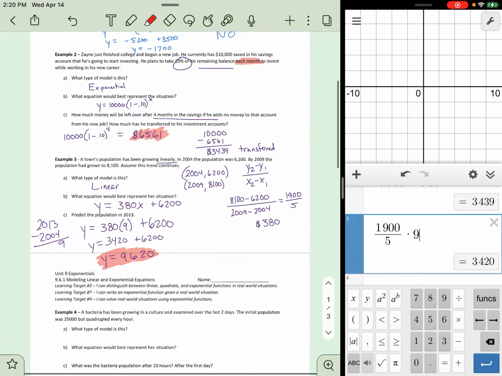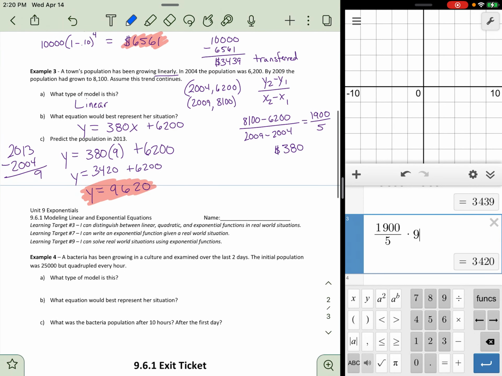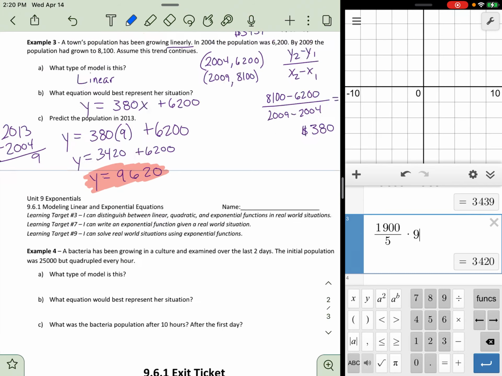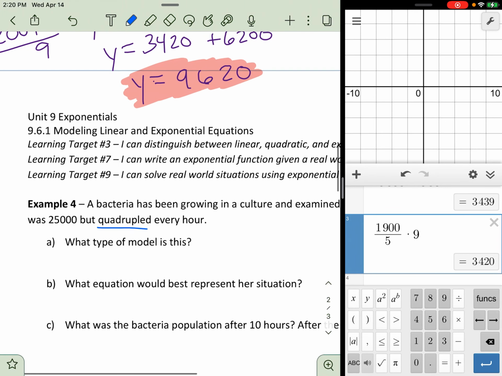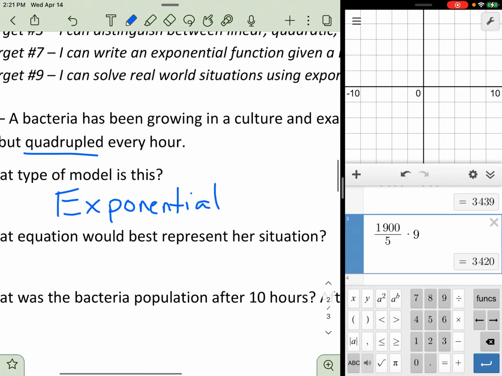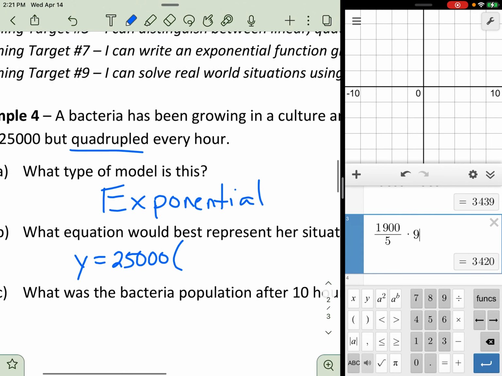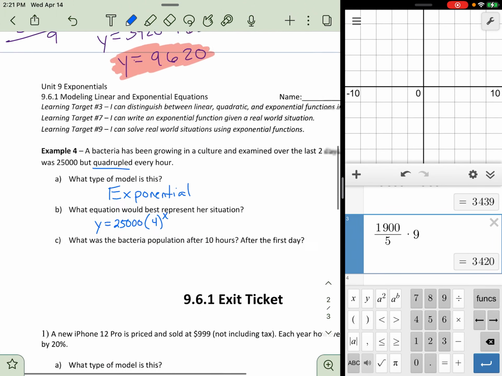Okay, so there's another linear problem. All right, and then last but not least, a bacteria has been growing in a culture and examined over the last 2 days. The initial population was 25,000, but quadrupled every hour. What type of model is this? Well, it's quadrupling, so that would be exponential. What equation would best represent the situation? Well, we start with 25,000, and it's quadrupling, so that's times 4 to the power of x.